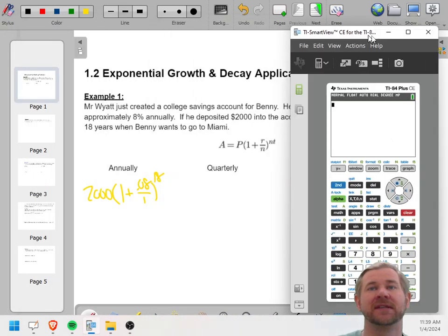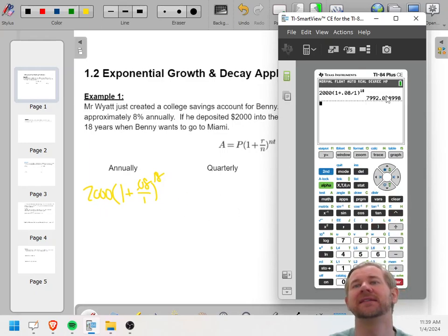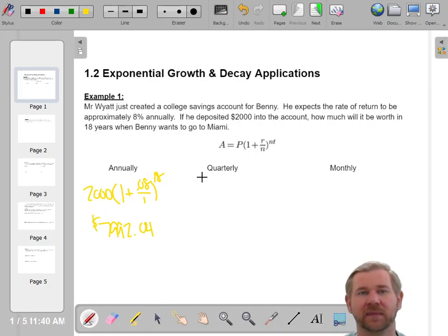All right. And now I'm going to say $2,000, 1 plus, now the interest rate is 0.08, and I'll type the divide by 1 because it'll just make it easier for the next time, to the power of 18. And that means that there are now $7,992.04 in the account. Okay.